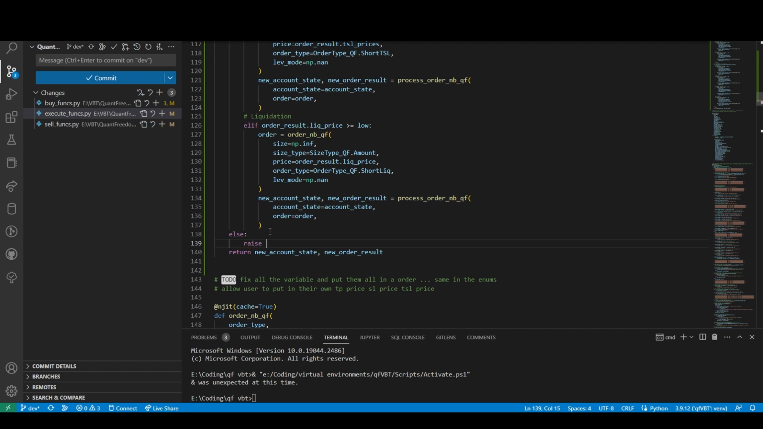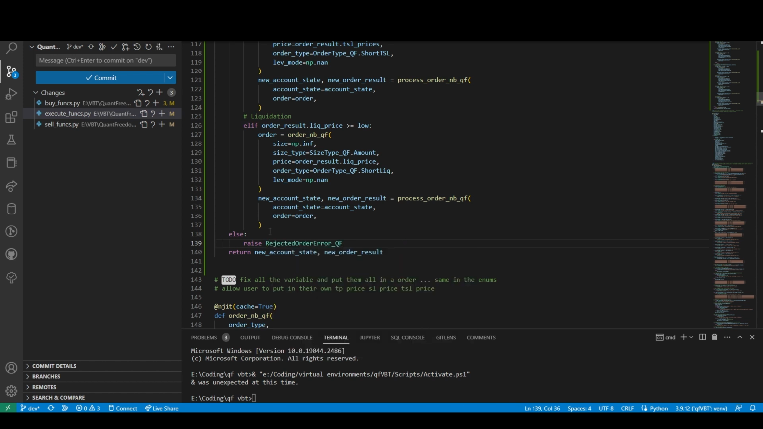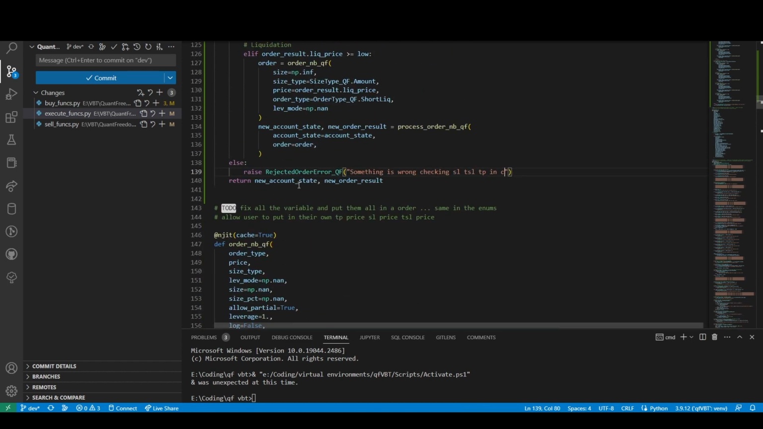Raise something checking stop loss take profit in check. What is this? Check. So let's say this is check stop loss take profit. Something is wrong checking this.